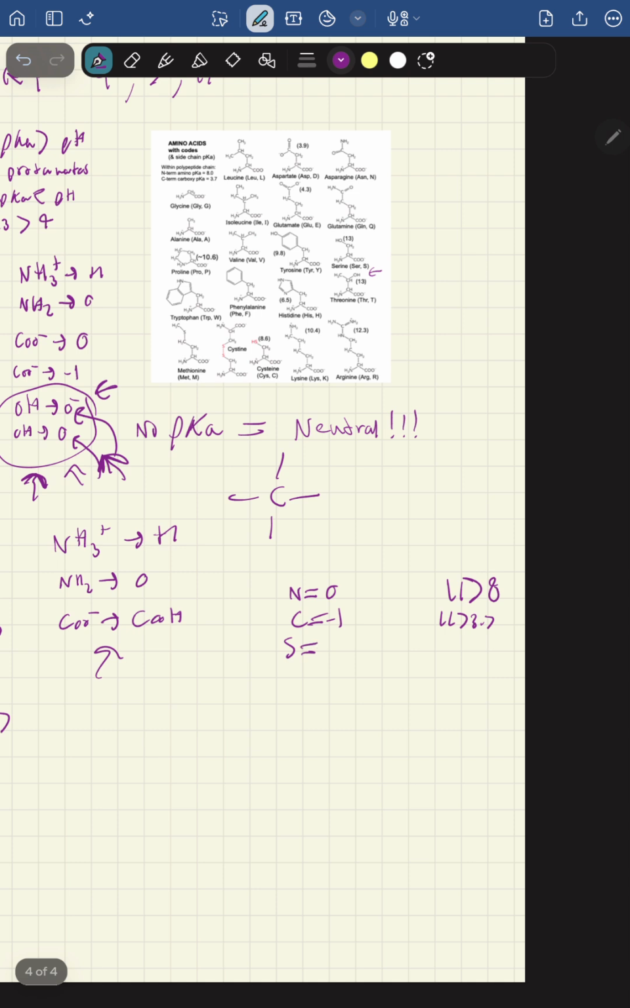Look at the S. Serine. 13 still protonates into a 0 because of its OH group. Look at the Y.